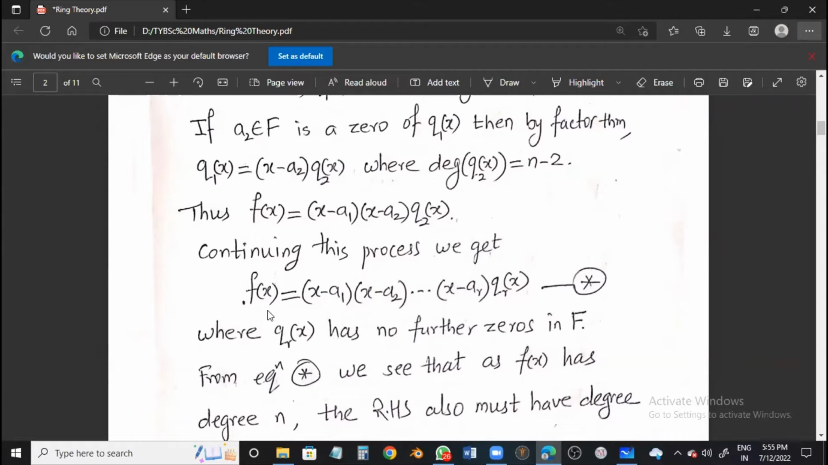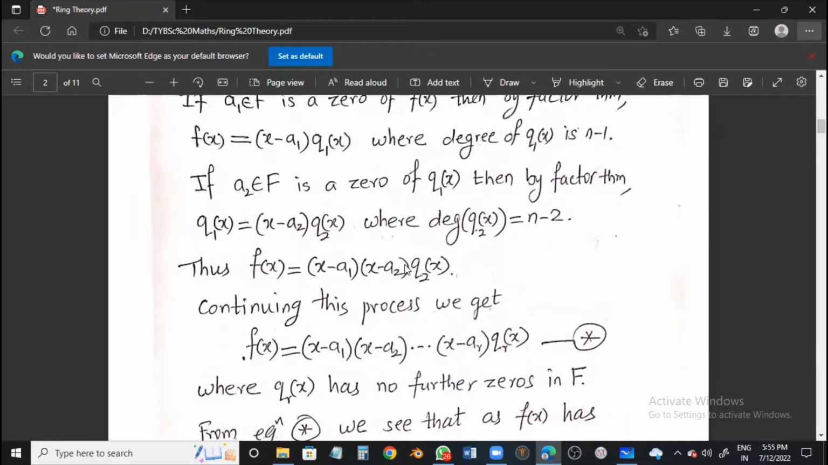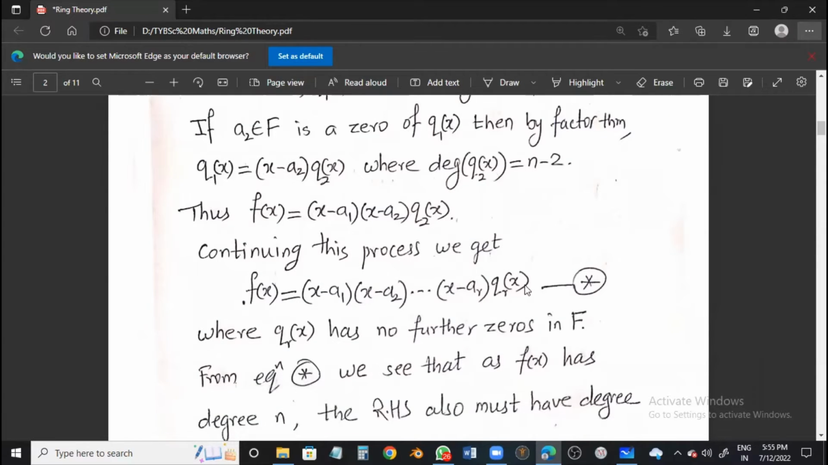We can write f of x as (x minus a1) into (x minus a2) into and so on up to (x minus ar) multiplied by qr of x. And what is qr of x? Some polynomial. What will be its degree? N minus r, of course. Because whenever we talked about q1, we said degree is n minus 1. For q2, we said degree n minus 2 and so on. So that is our notation. So as far as qr is concerned, its degree will be n minus r.